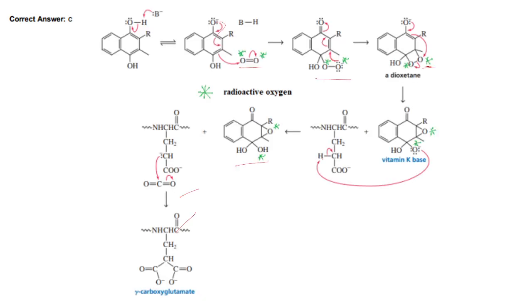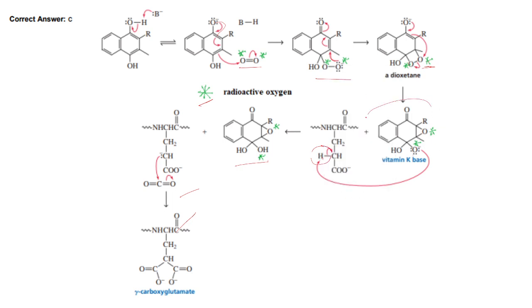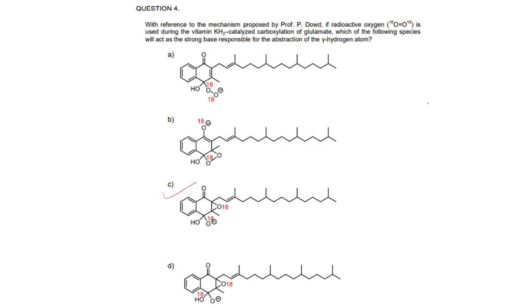If you see, this is the gamma hydrogen. This species, if you radioactively label it, that is, label it with this green color asterisk, so these two are the labels, and it will abstract this gamma hydrogen. So this species is formed. So you can see option C is correct.